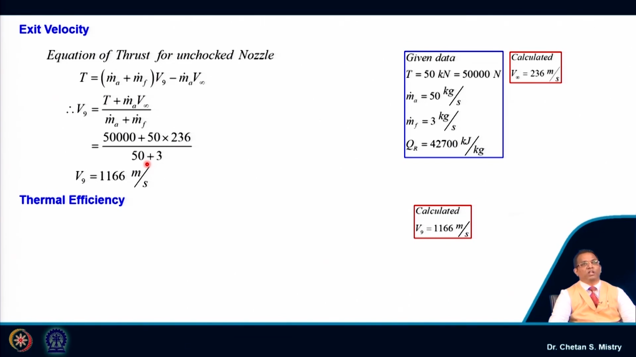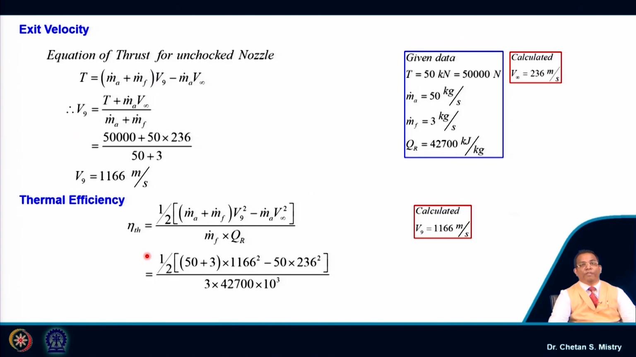Now, once this is known to us, we will be able to calculate the thermal efficiency, which we write in the form of 1/2 ma plus mf V9 square minus ma V infinity square, divided by mf into QR. So, mass flow rate of air, mass flow rate of fuel, my exit velocity, my flight velocity, my calorific value, all these numbers are known to us, and if we put them in, my thermal efficiency comes out to be 27%.